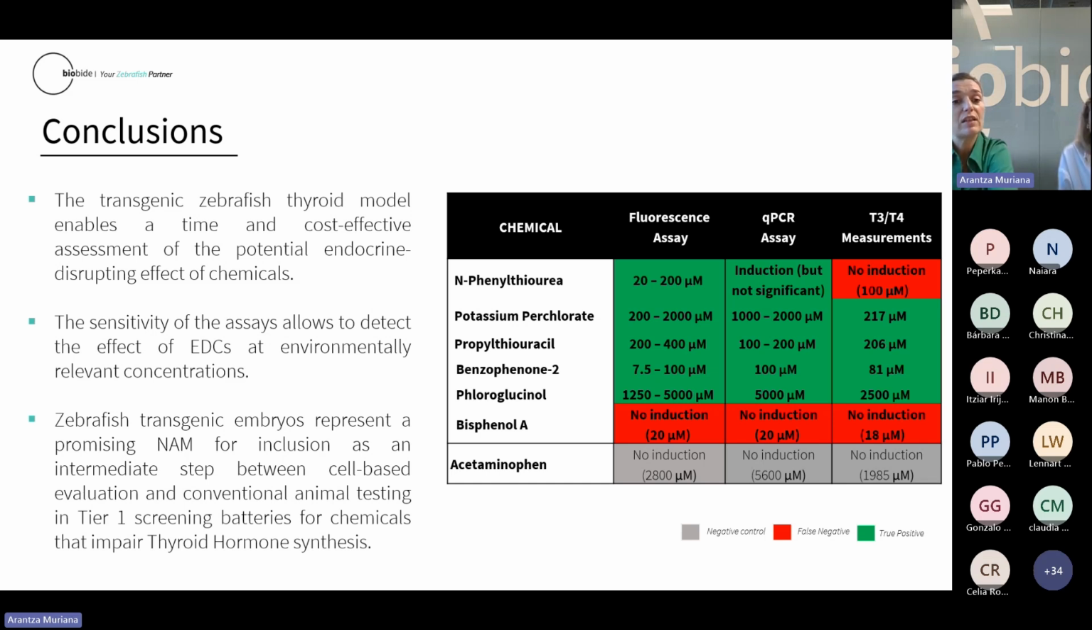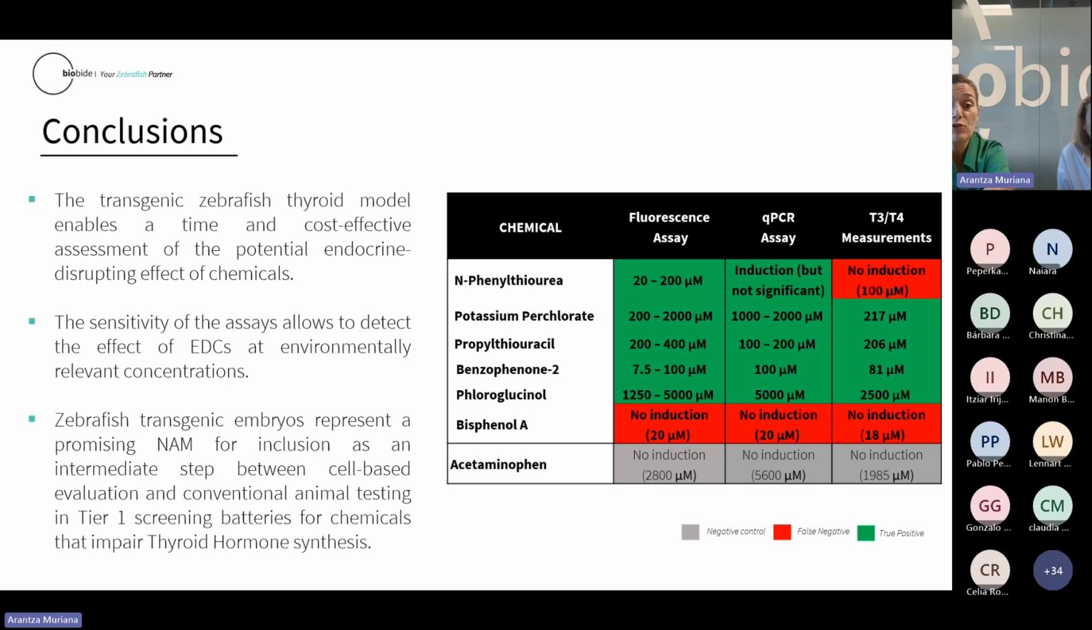The sensitivity of these assays allows us to detect the effect of endocrine disruptors, especially the ones on the thyroid inhibition axis, at environmentally relevant concentrations. That way we tested the EDC-10s based on the first phase for maximum tolerated concentration to detect this EC10.